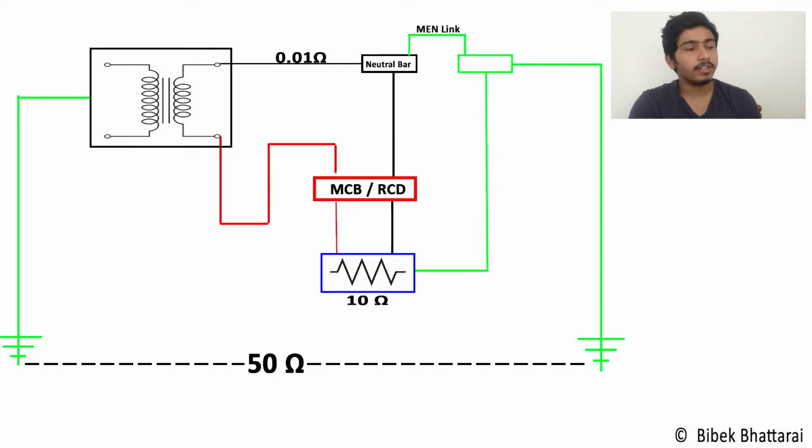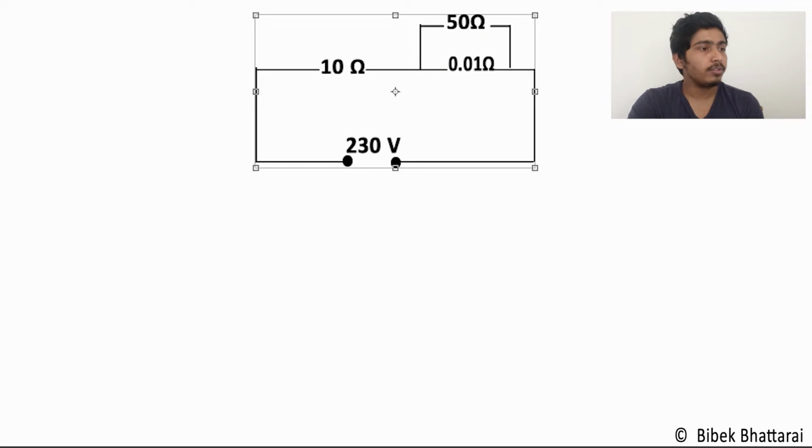All the green lines indicate the earthing wire, and we have got the MEN link from the neutral bar to our earthing conductor. We have got the earthing conductor of our transformer as well, which is on the left side of the screen, and the earthing conductor of our house on the right side of the screen. The resistance between the two conductors, I have indicated as a 50 ohm resistance. So if I simplify this diagram, it will look like this.